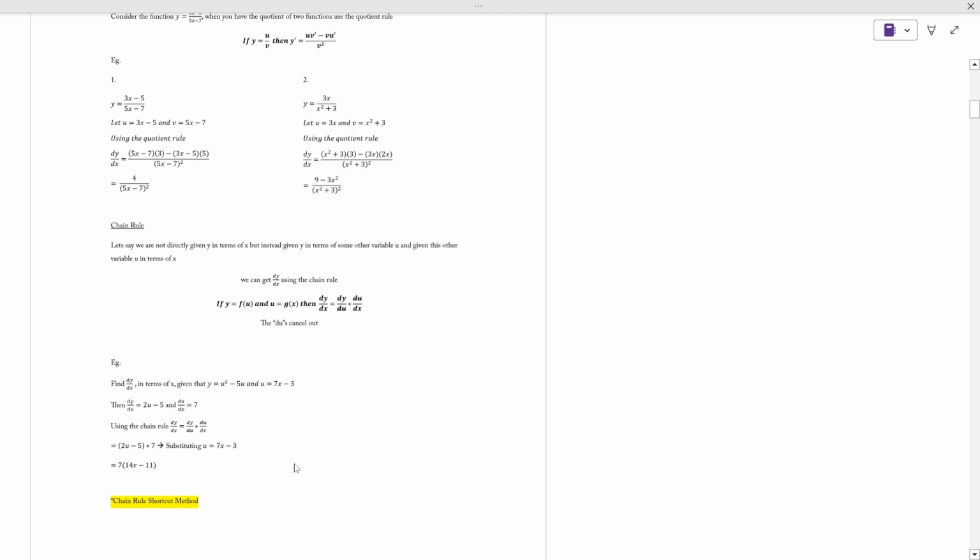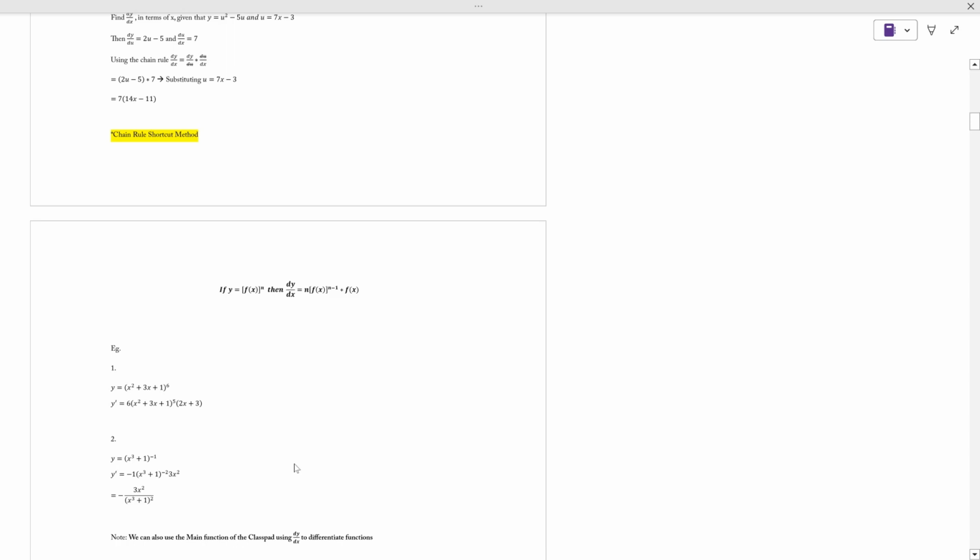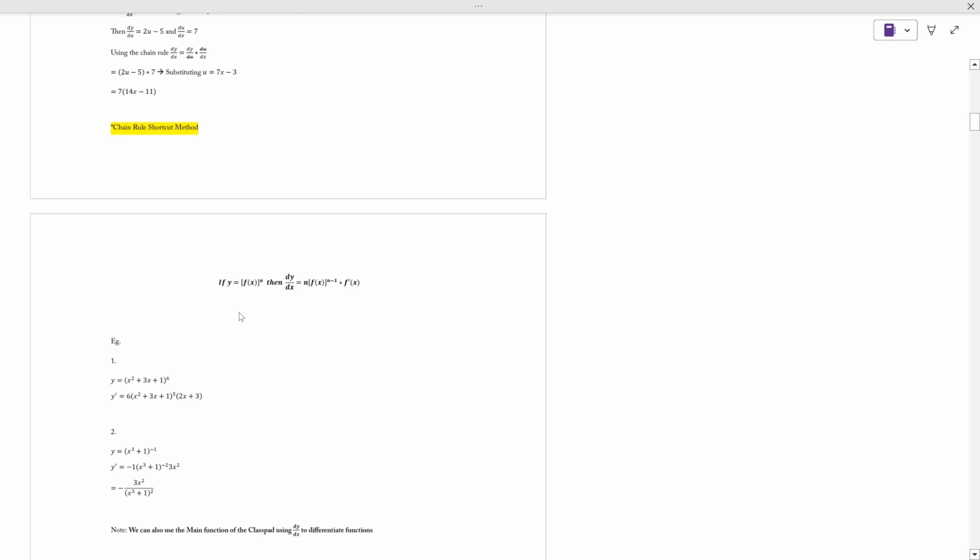Cool. So that's sort of a long process of using the chain rule. There's actually a shortcut method, which, as you do more questions, you pick up and become really quick and efficient with, right? So the shortcut method of the chain rule goes: if y is equal to the function f(x) to the power of n, then dy/dx, or the differentiated function or the gradient function, is equal to n, so where you've brought the power to the front, very similar to the general equation that we learned at the very beginning, f(x) to the power of n minus 1, multiplied by the differentiated function of f(x), f dash x.